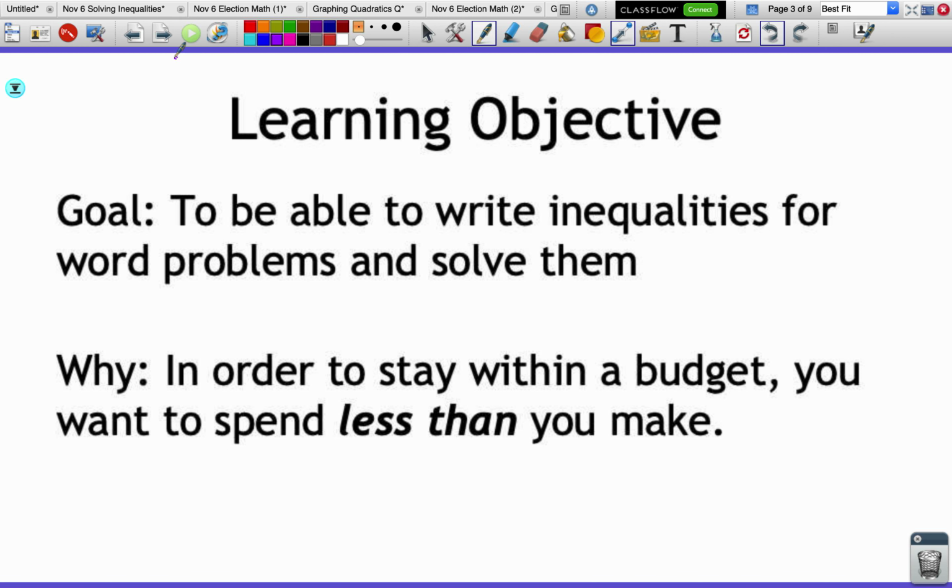All right, goal for today is to be able to write inequalities for word problems and solve them. Why are we doing this? Well, one of the biggest reasons I can think of is that in order to stay within a budget, you want to always spend less than you make. It's probably the most important inequality of being financially sound, is to always just spend less than you make. If you spend exactly what you make, then you'll never have any savings. So that's why we use an inequality there.